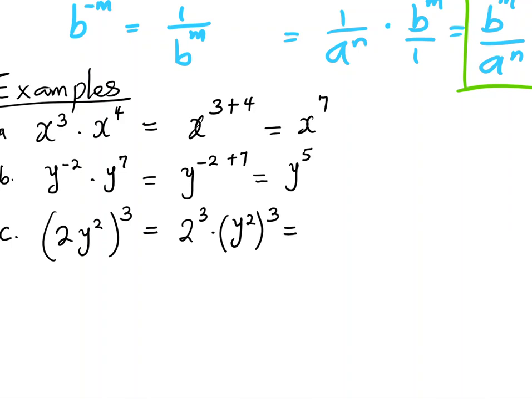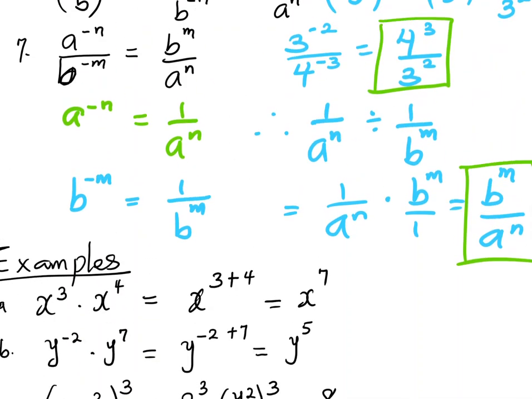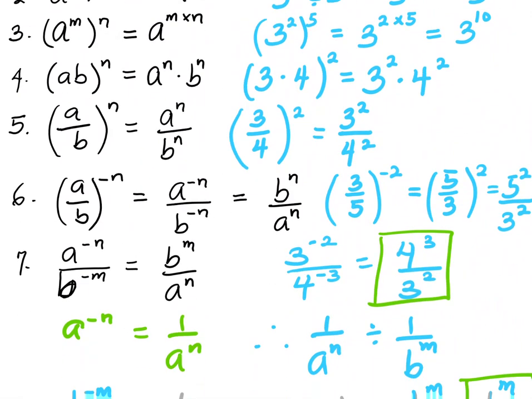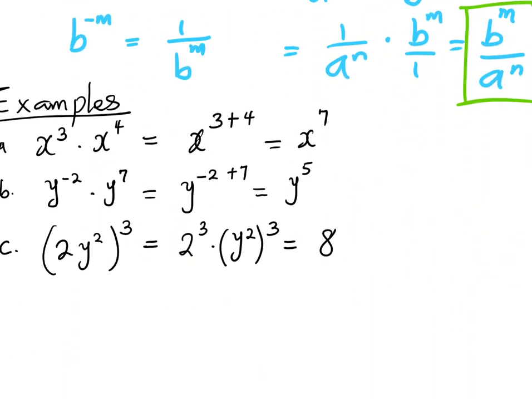And that is 2 raised to power of 3 will give us 8. That is 2 times 2 times 2. And this now, if we remember what our third law says, that if we have this, then we can multiply the powers. So in this sense, we can say this is y raised to power 2 times 3. And that is, now we have 8y raised to power of 6. And that is our answer.